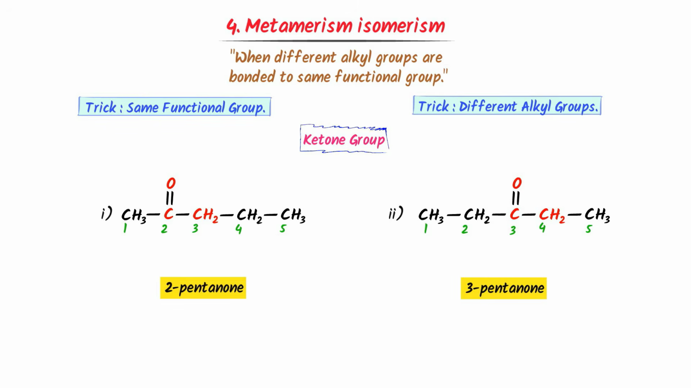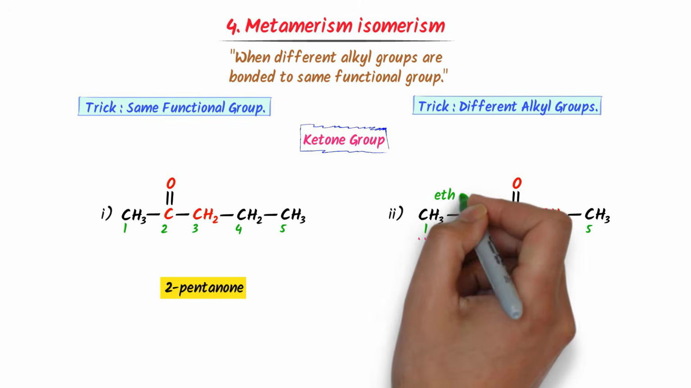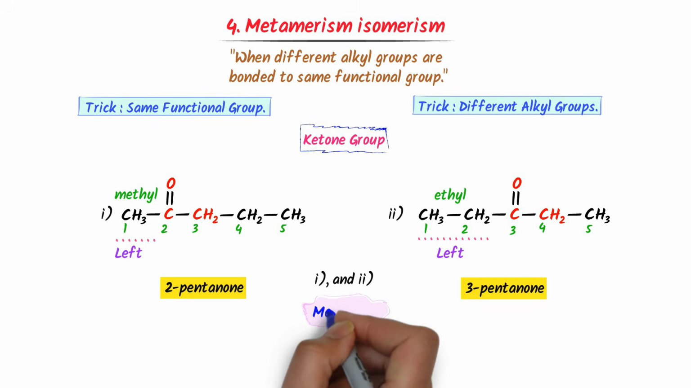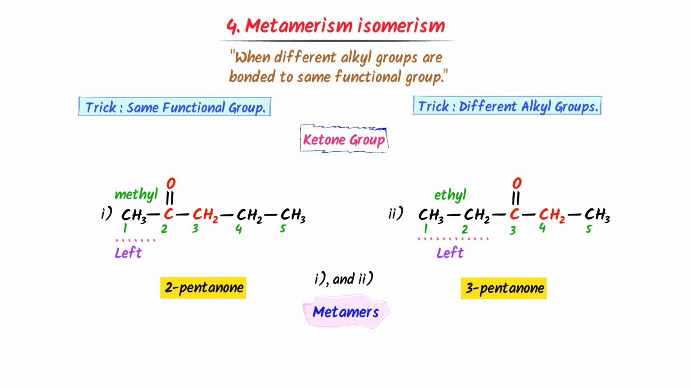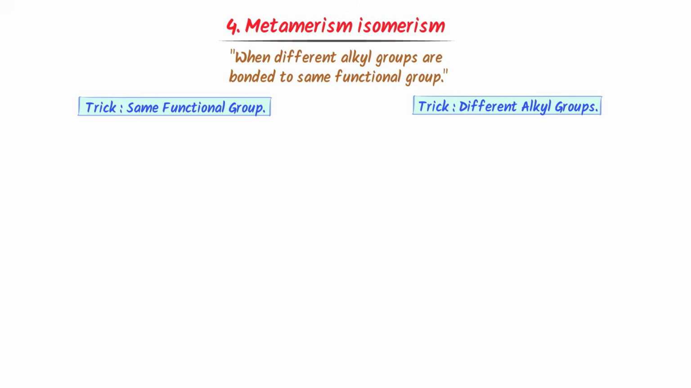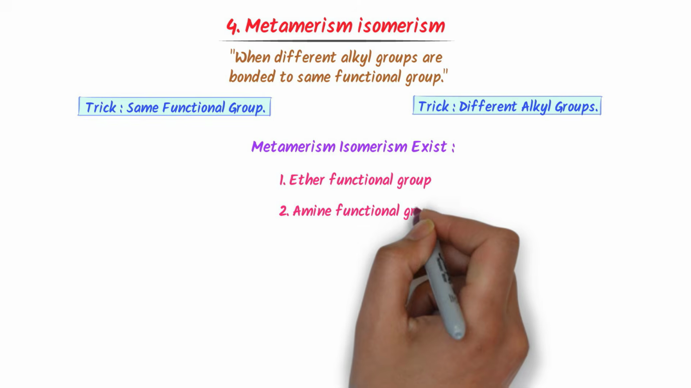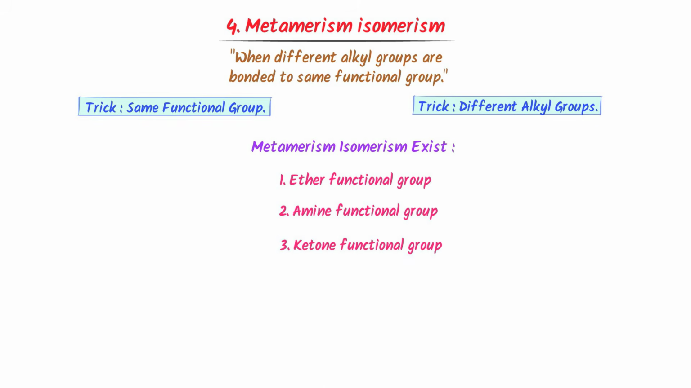Now listen carefully. At the left side of this compound, there is an ethyl group, while at the left side of this compound, there is a methyl group. Hence they both are metamers or isomers of each other. Thus remember that if compounds have the same functional group but different alkyl groups are bonded to it, it is known as metamerism. To summarize this whole concept, we have learned that metamerism is possible in the ether functional group, amine functional group, and ketone functional group.